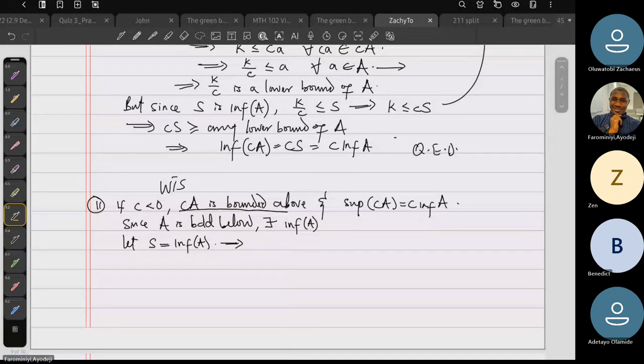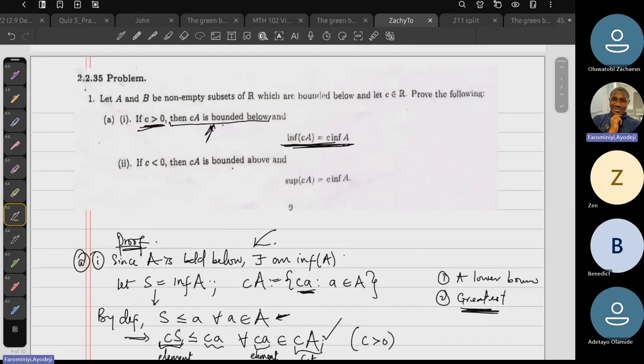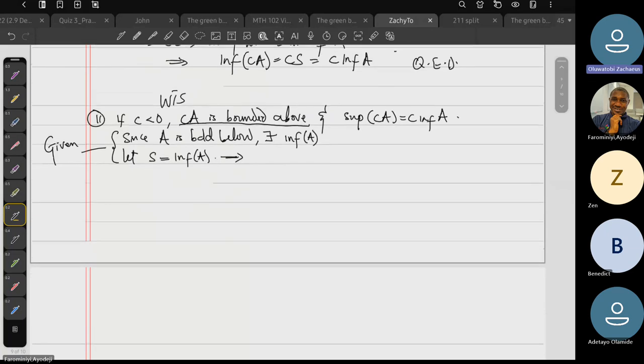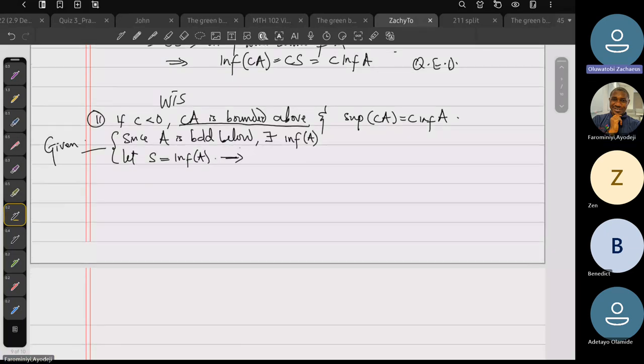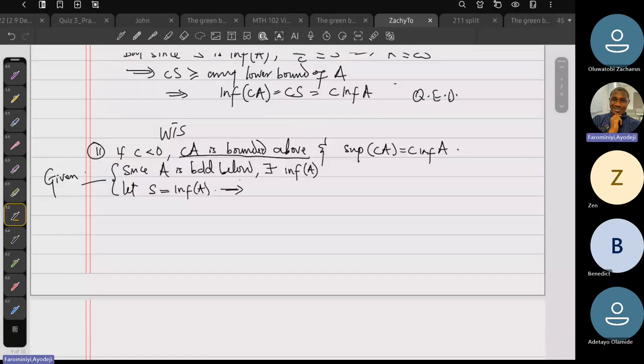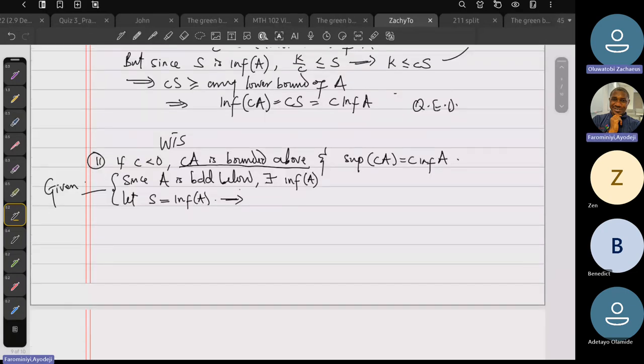So these first two lines are what we were given. We are given that A is bounded below, a subset of R. So since A is bounded below, there exists an infimum of A. And that means S is the infimum of A.